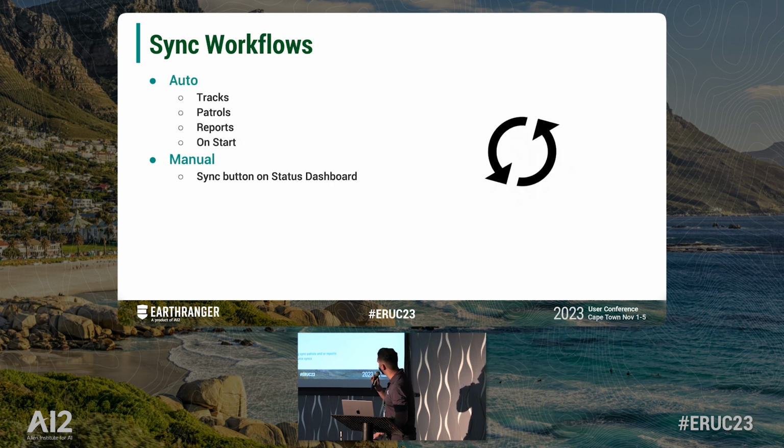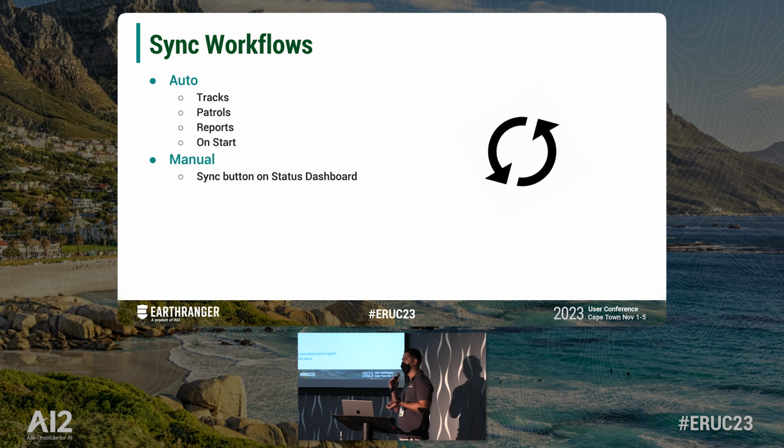Sync workflows: basically, we have an automated way for tracking. Anytime the device has a connection, the device will send this information to the server automatically. For patrols, you need to go to the track location map view in order to be synced, and it recognizes when a patrol started and when a patrol stopped. For reports, you go to the reports dashboard, and the app will recognize if you have pending reports to be synced and will send them to the server.